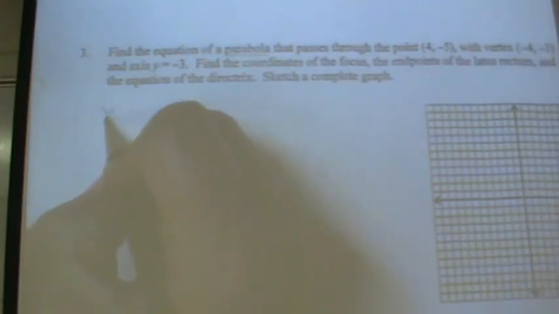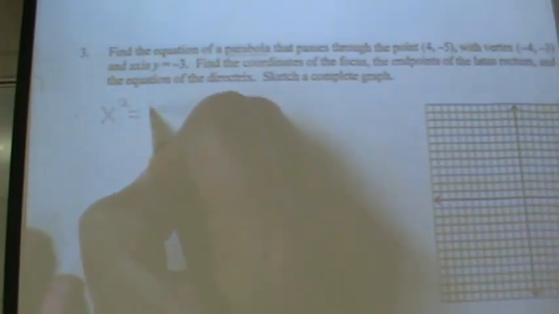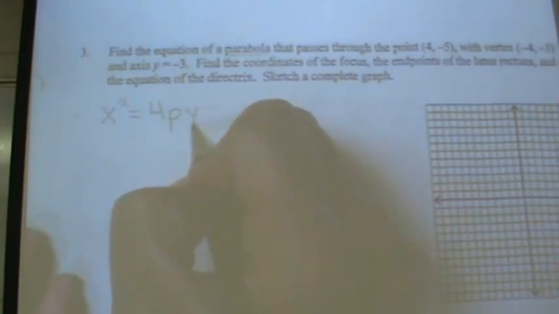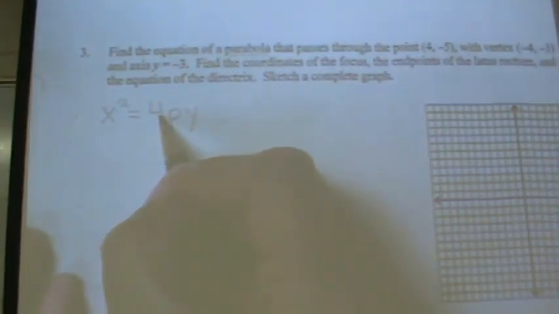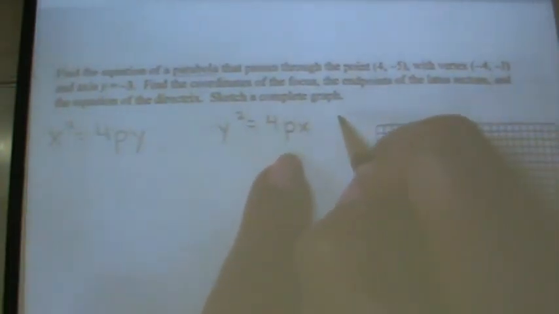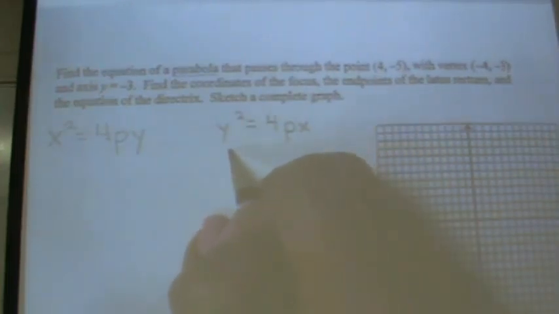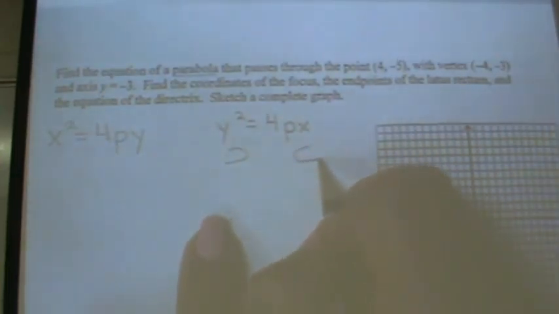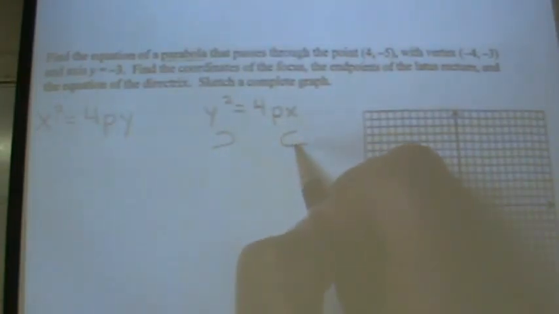Well, we could have x squared equals 4py, and by the way, the 4 could be positive or negative, right? If it's x squared, it's like that, or like that, right? If it's y squared equals plus or minus 4px, what do these 2 look like? These are on their side. They're either shaped like that or that. It's a positive 4 if it's that way, negative 4 if it's that way.